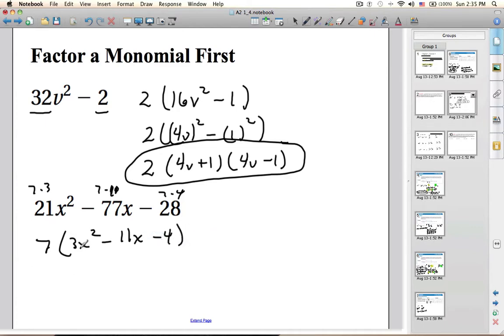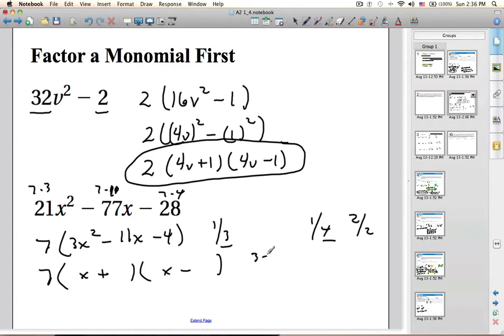Then we want to look to see if we can factor this. So I know I'm going to have x, and I know I'm going to have x. This is a minus, so I know that one of my signs is a plus and the other is a minus. I'm looking at the factors of my leading coefficient. It's a prime number. They're 1 and 3. I want to look at the factors of my constant. I have 1 and 4 or 2 and 2. And I want to have a difference of 11. Well, I can see really quick that 3 times 4 is 12.